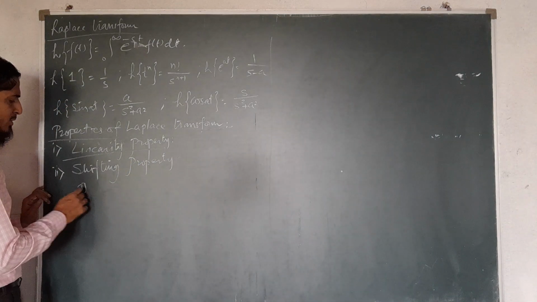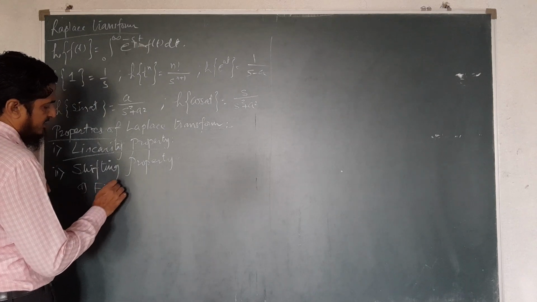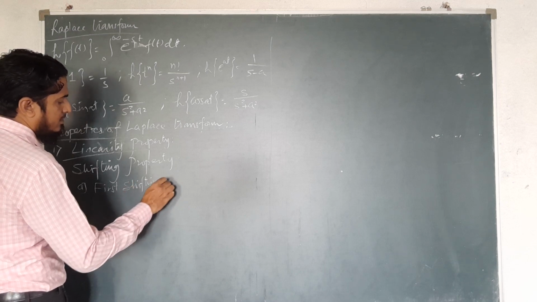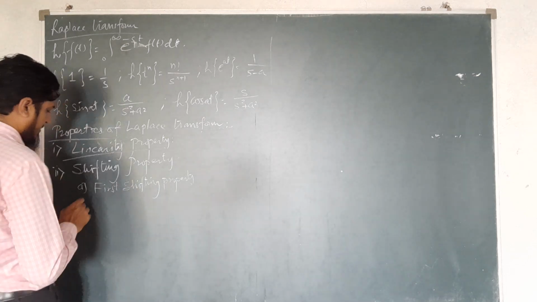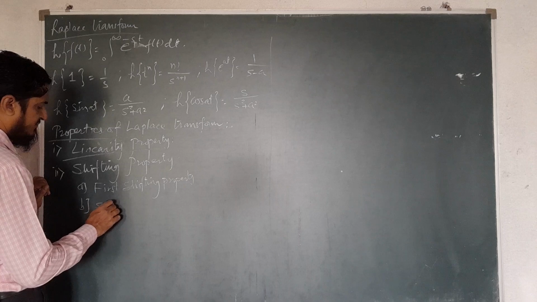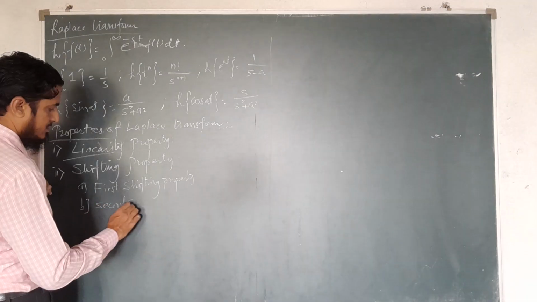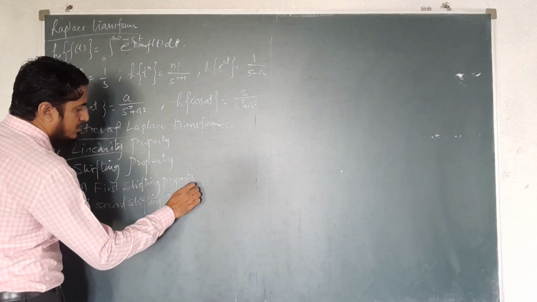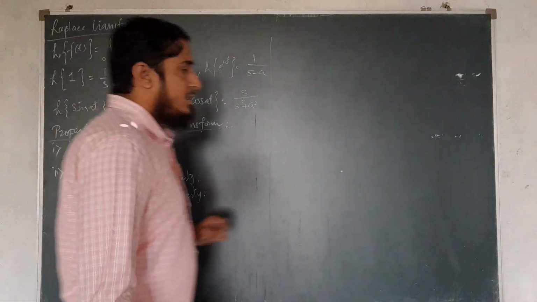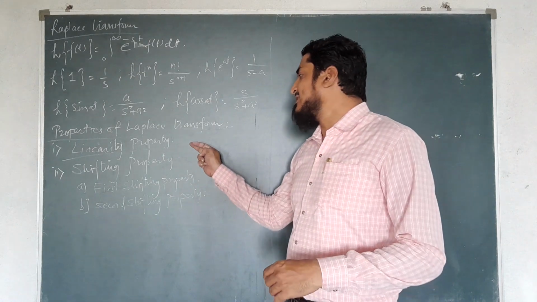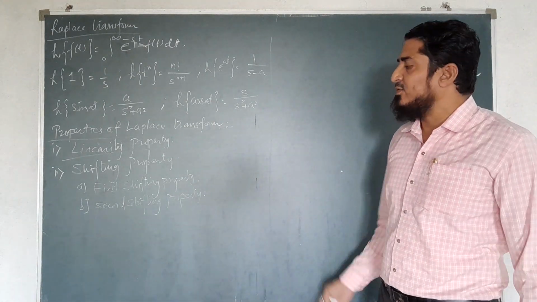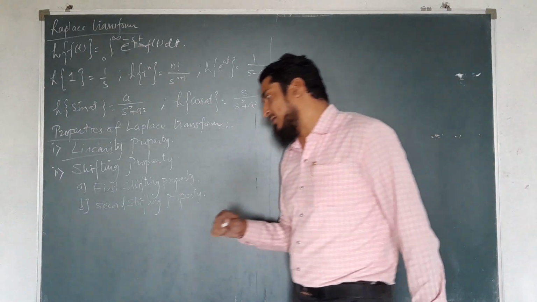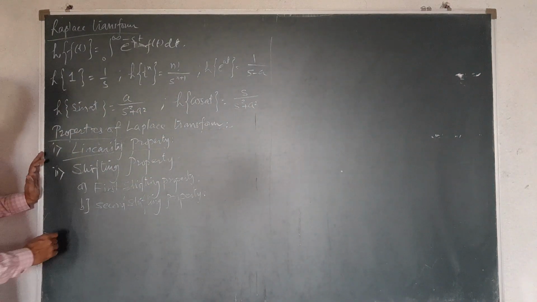In the shifting property we have two shifting properties: one is the first shifting property, and the second one is the second shifting property. We have seen the linearity property in the previous lecture. Now we will see the shifting property. So let's start with the first shifting property.